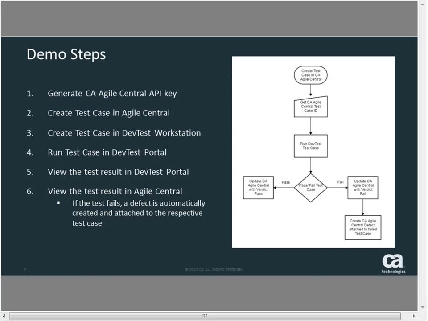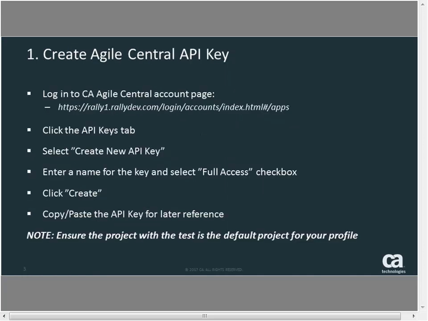So let's go next. First step is we create, and I'll go through these slides a little bit faster, in case you want to review this, so you won't have to sit through it for an hour. Basically, we'll create an API key. We'll copy it over, save it to the side, and then paste it later into the DevTest Workstation. This is the communication between the two solutions.